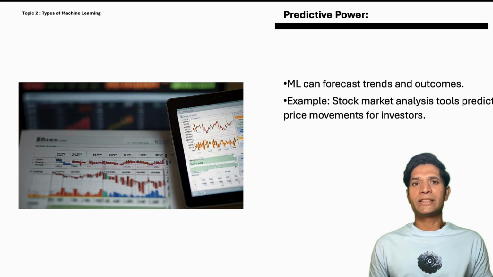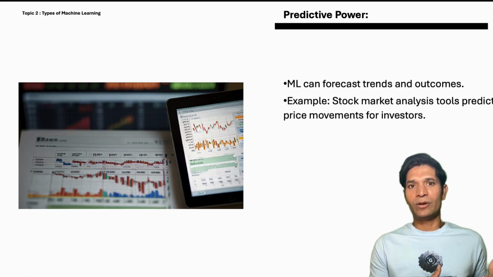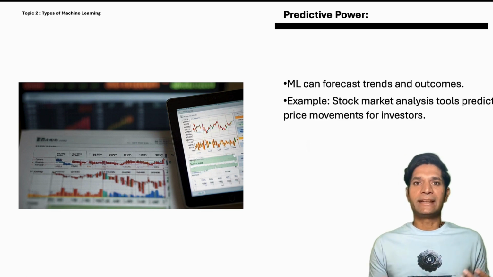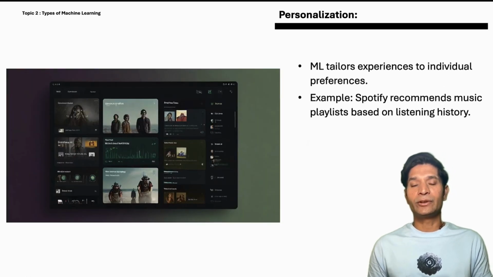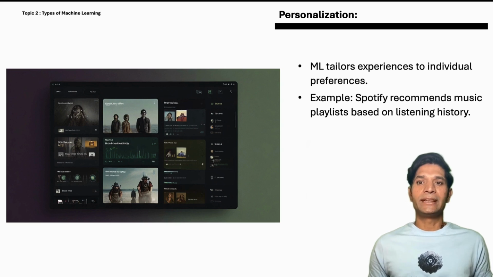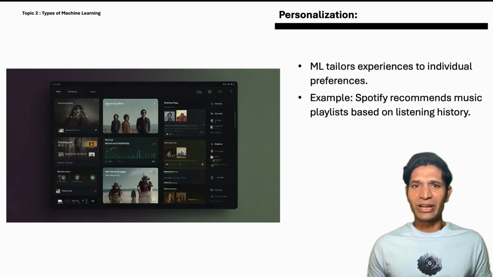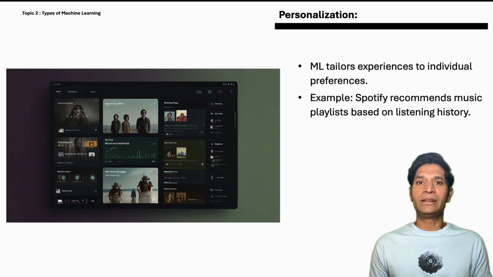Predictive powers. If you look at the stock market, it can learn from all the stock market data of the past history, on how the price was and how it changed over a period of time. It can predict what kind of price would come up in the future. You also have personalization. Spotify is a very good example. They look at your listening pattern, what kind of music you like and have been listening to, and they will build a playlist for you and recommend the playlist as well.